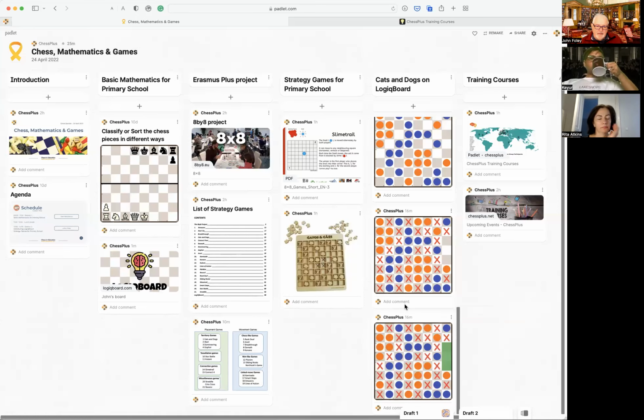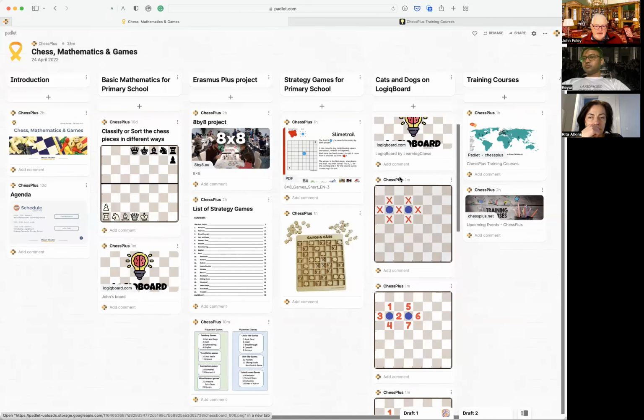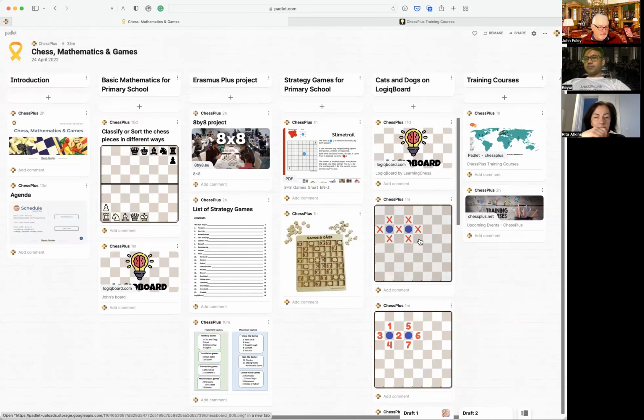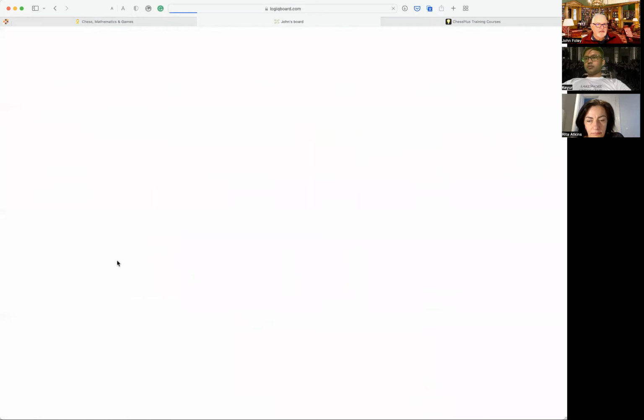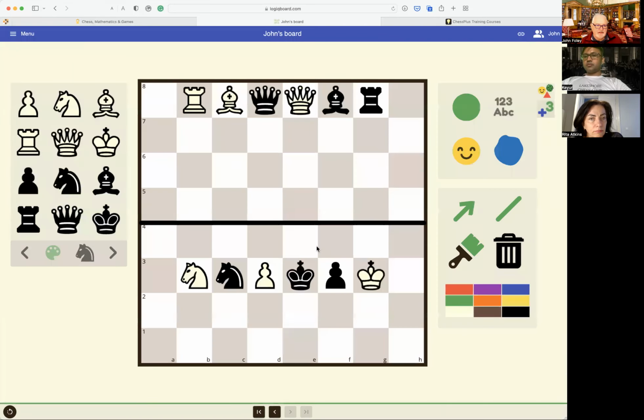Okay, so I thought it might now be appropriate that we try to play this game. Now, how would you do that? Well, I'm going to go back to this Logiqboard idea. Where was I? My Logiqboard over here. I think I had one. So I'm going to open up the board again. Ask me for my name. I'm going to call myself John for these purposes.